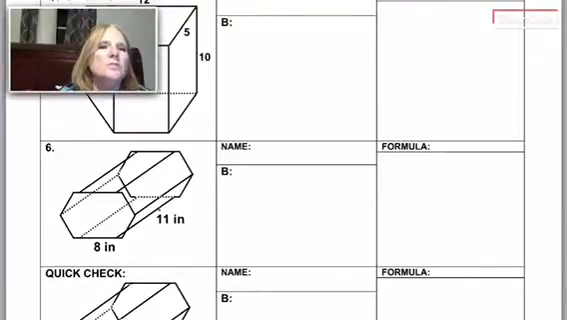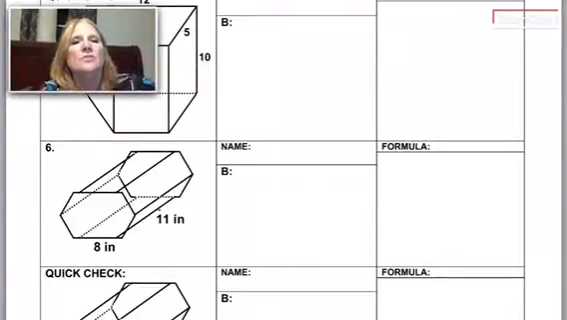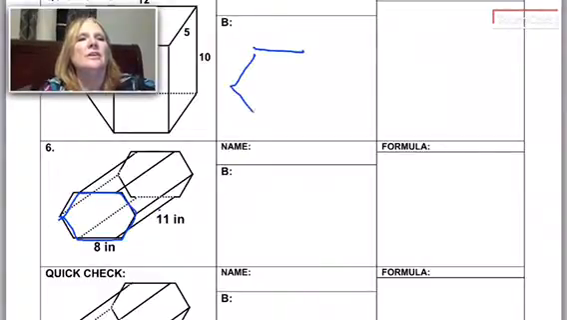Okay, this is part 2 of volume of prisms and cylinders. So let's finish up. We have a couple more prisms. This first one right here, if we look at the base, it is a hexagon. And so I'm going to go ahead and draw that here.